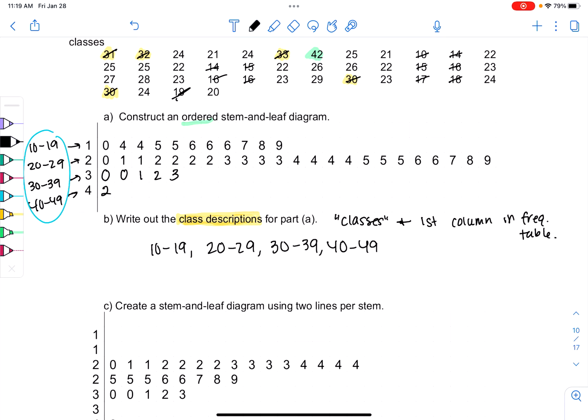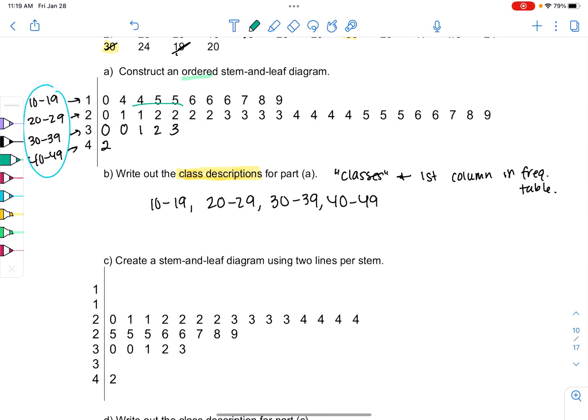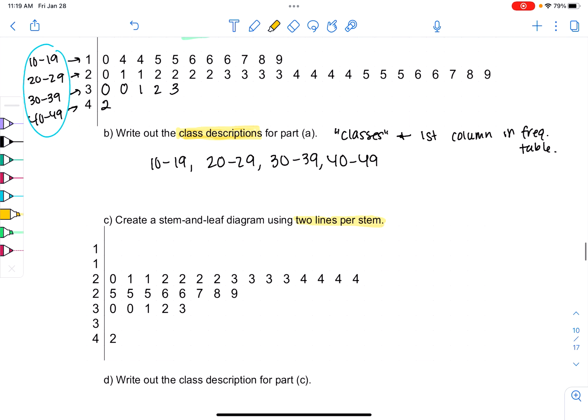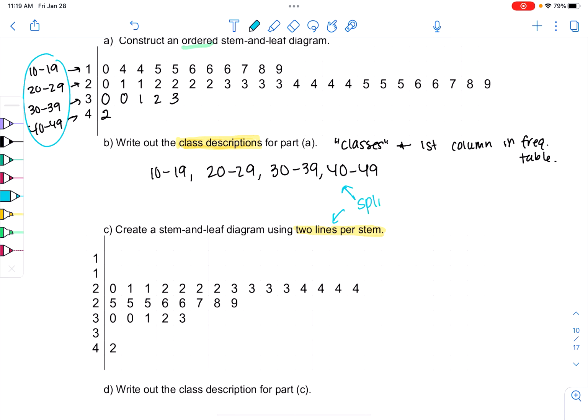All right, so we'll do one more thing with this stem leaf. Sometimes people don't like how long this is. There's a lot of numbers in that middle row. So we split it up to do 2 lines per stem. So basically we're going to split each of these in half.